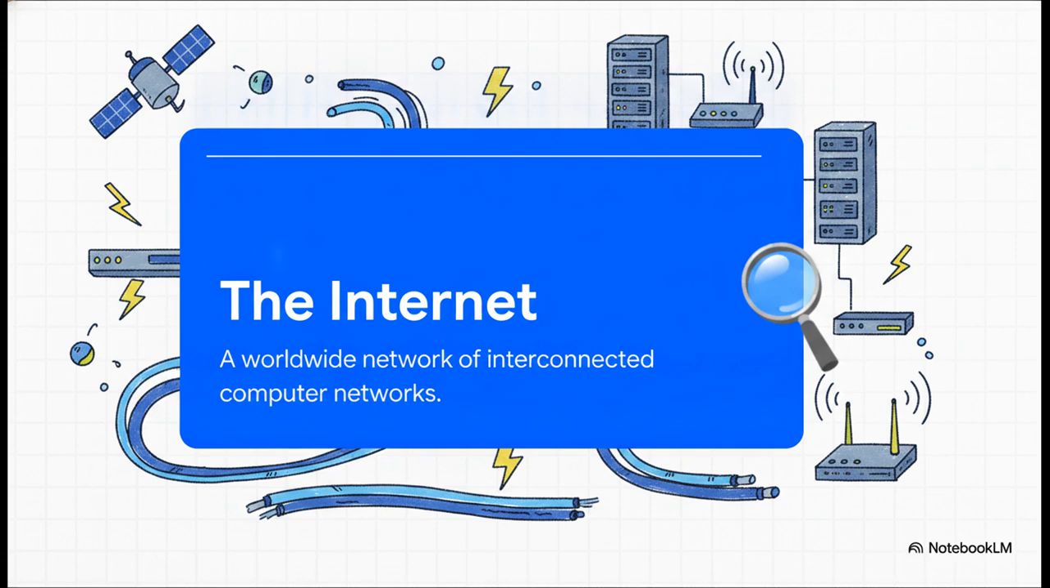It is a worldwide network of interconnected computer networks that enables users to communicate and share information. I want you to focus strictly on the word infrastructure here. The internet is the actual, physical, global connection of cables, servers, satellites, and routers. It's the physical tracks connecting the globe.